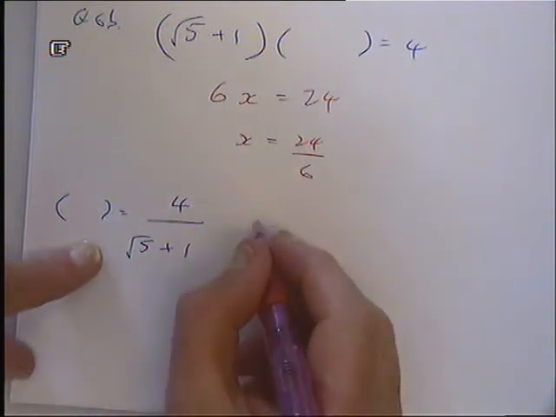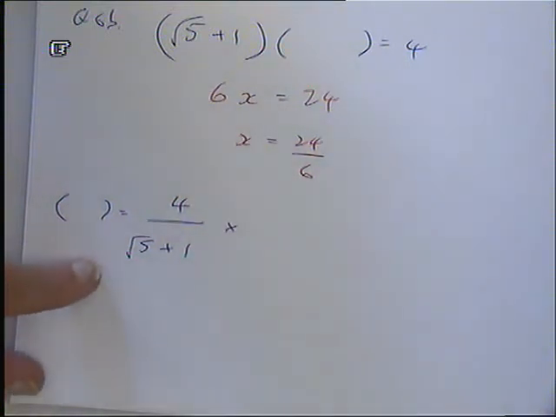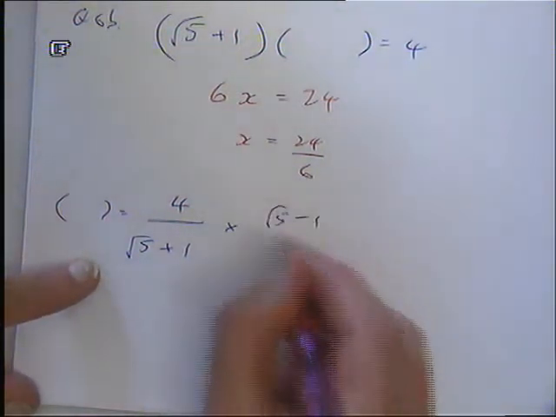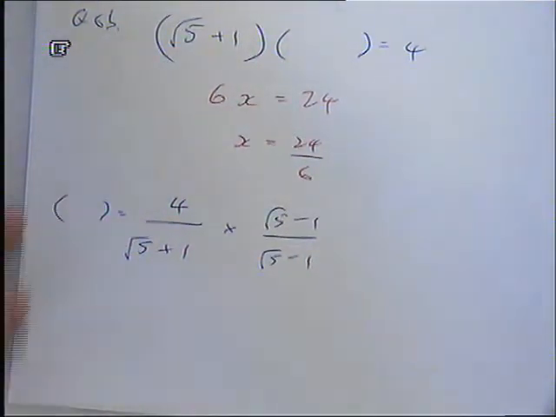Rationalise the denominator, yeah. So we'd be timesing it by root 5 minus 1 over root 5 minus 1. I won't finish that one. There we go. Okay.